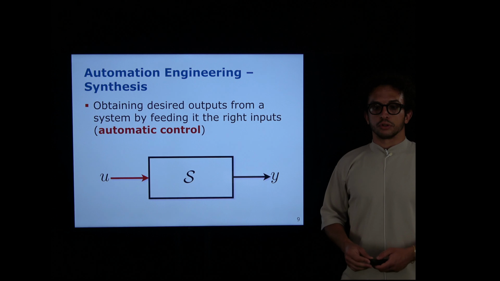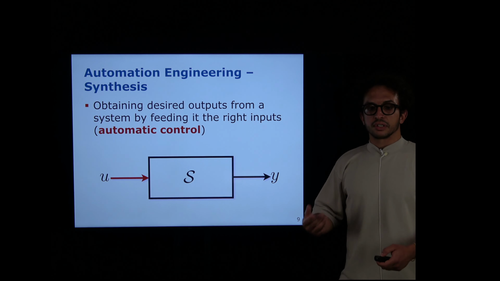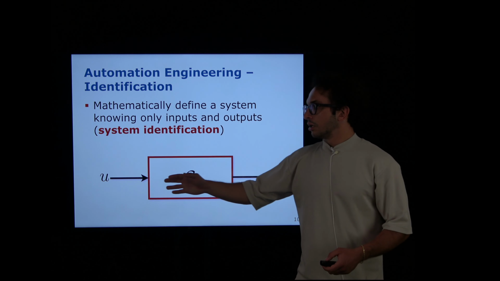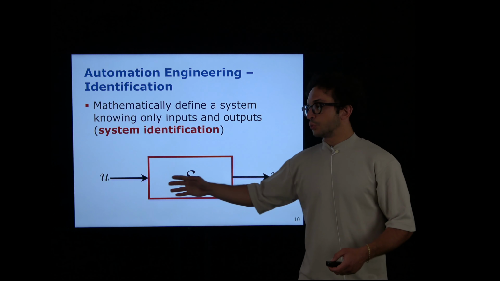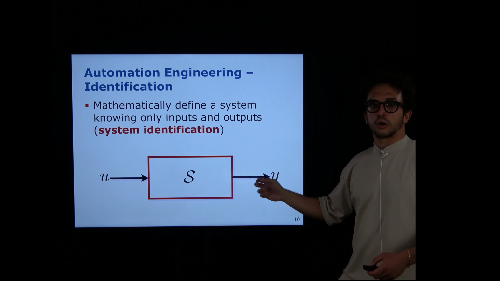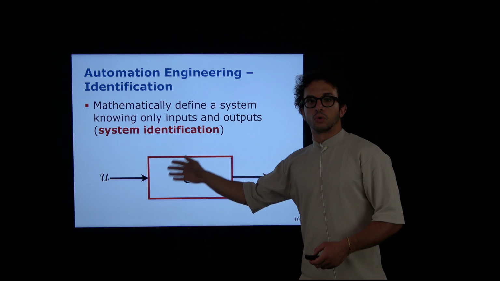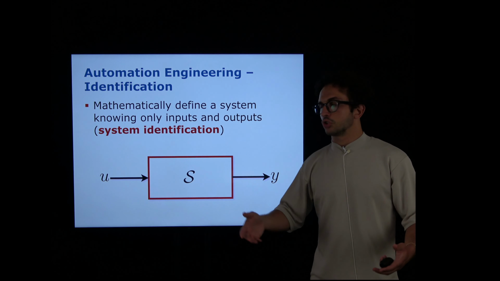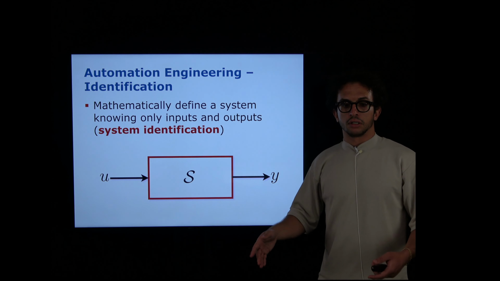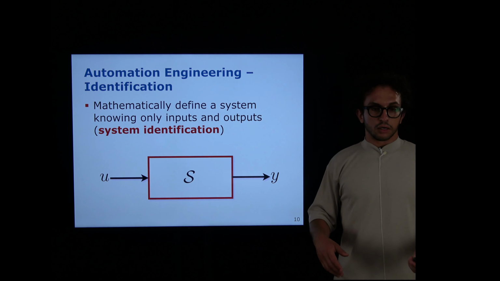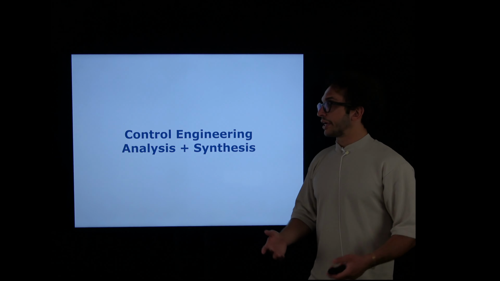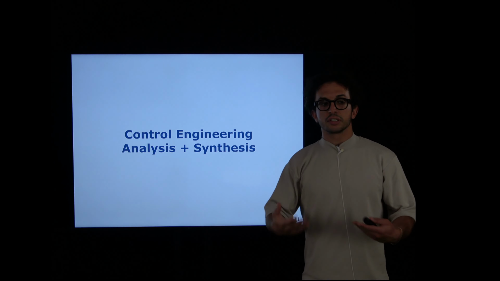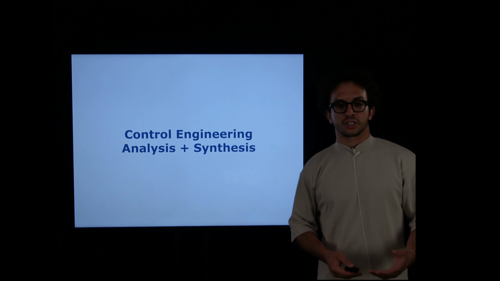And then we have system identification. In system identification, I'm feeding an input to something that gives me a certain output. What's happening in here? What is this black box? How can we mathematically describe it in order to understand what's going on in here? This is system identification. Now, our course is focused on control engineering, so we will focus mostly on analysis and synthesis. System identification will not really be part of the course.